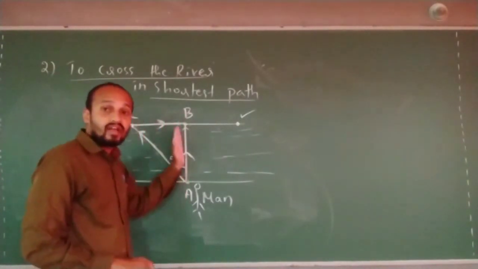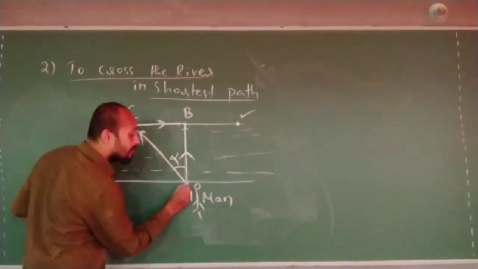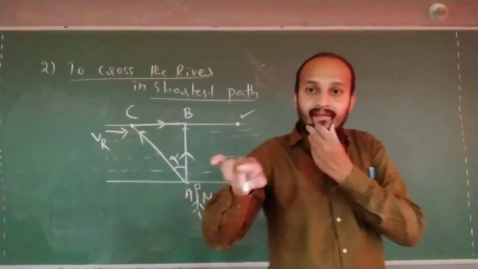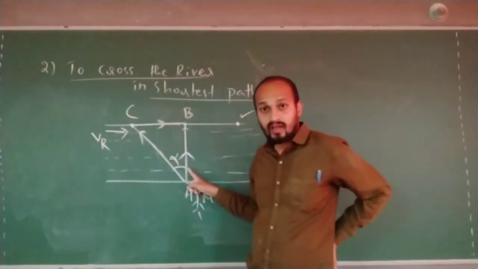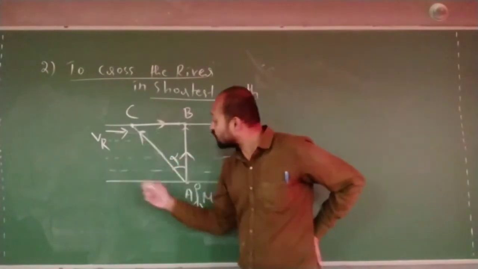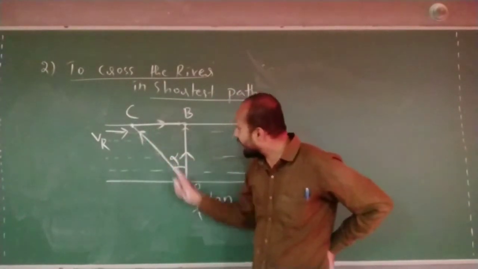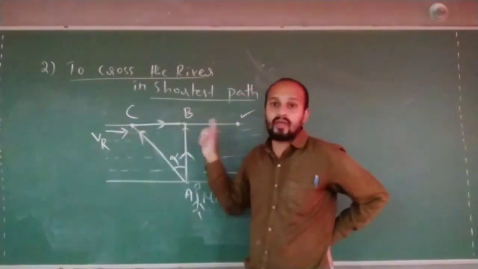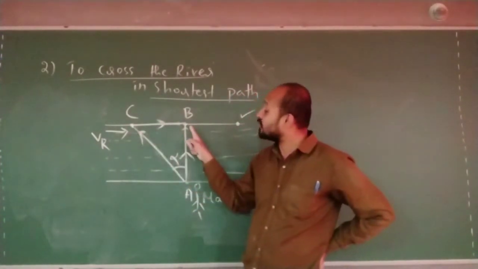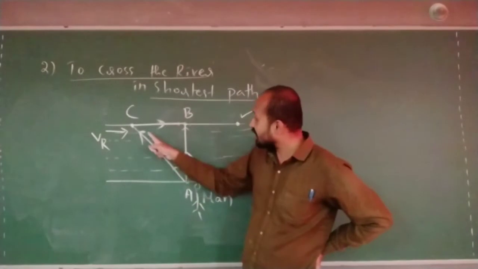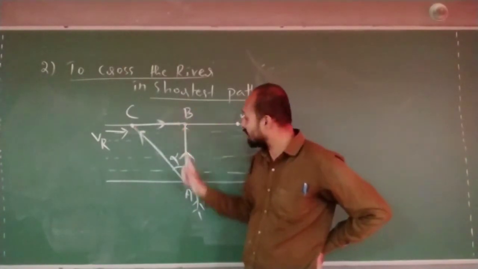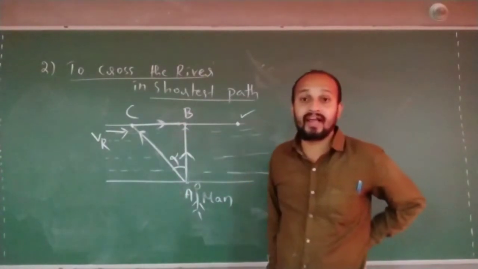This velocity, or whatever the displacement is happening from point A to B, that displacement will be due to the resultant of the displacement A to C and C to B. Yes or no? The resultant of displacement A to C and displacement C to B will be the displacement from point A to B.